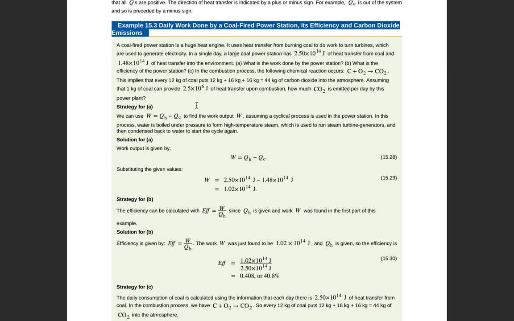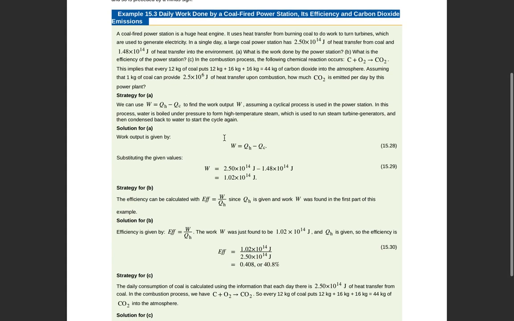So it is this one, just A and B here. So for A, our work done is QH minus QC because this is a cyclical process. So we know that we have 2.5 times 10 to the 14 joules done by the large coal station, and we have QC, which would be the environment here, is 1.48. So we do QH minus QC, and we get 1.02 times 10 to the 14 joules. That is our work done.